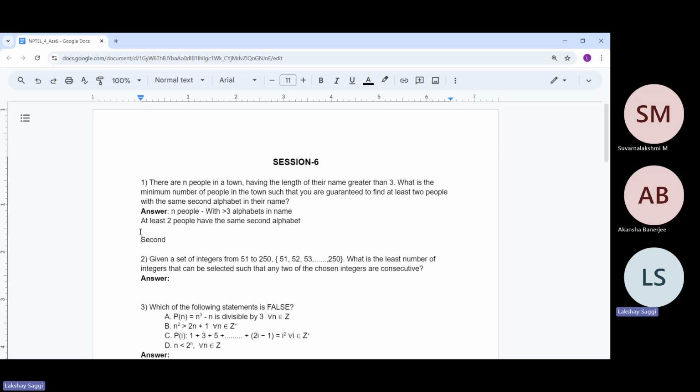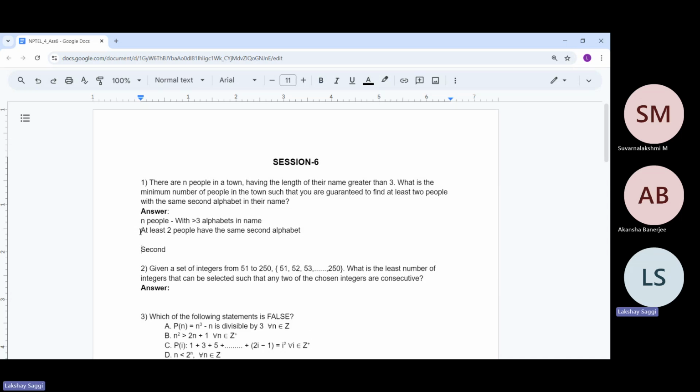So why is it the case? Maybe I should say something like this. We'll be assuming that no one's name contains any special characters or numbers. Everyone's name consists of only alphabets. The second alphabet in the name has 26 choices effectively, which are A to Z. Right? There are 26 alphabets. So the second alphabet can have 26 choices.